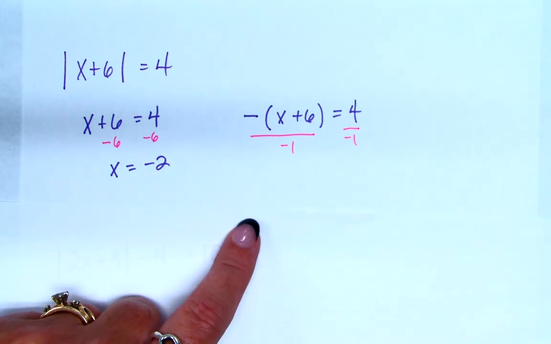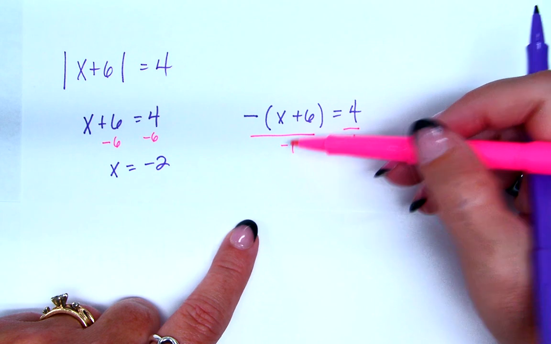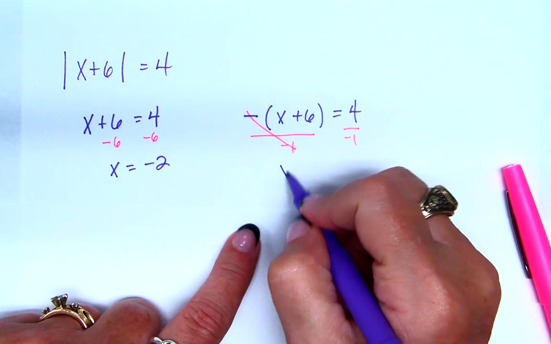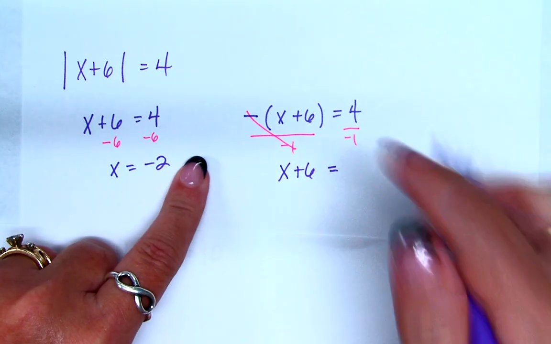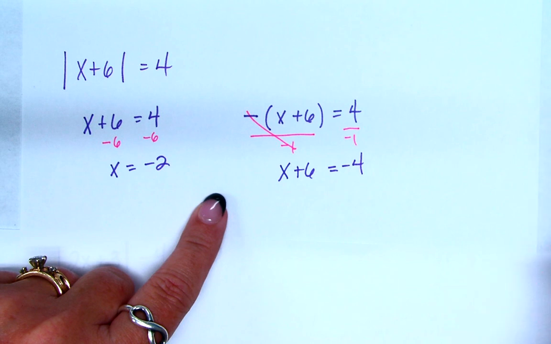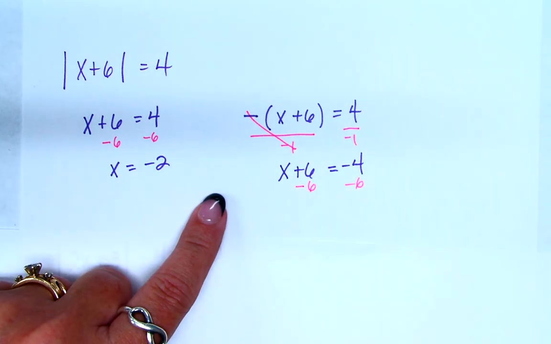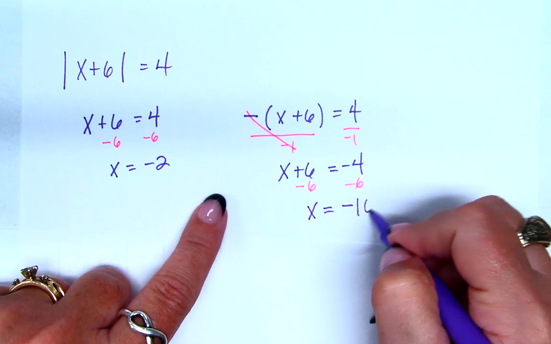So if I divide by -1 here, what happens with this -1 and this -1? It simplifies to a +1. So I just have x plus 6 equals what? -4. So to solve, subtract 6, that's what I heard, and it's correct, x equals -10.